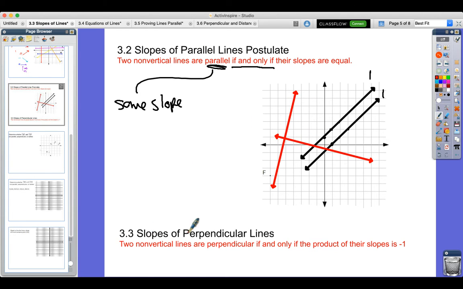So, slopes of perpendicular lines. Two non-vertical lines are perpendicular if and only if the product of their slopes equals -1. So here, if I multiply 1 times 1, I get 1. Okay, so we'll look at that. But there's something else about this. They're what we call negative reciprocals. So let's look at this line. The slope: start where's that intersection here, right there, to the next intersection right there. So we go up 1, 2, 3, 4, and over 1. So the slope of this is 4 over 1.